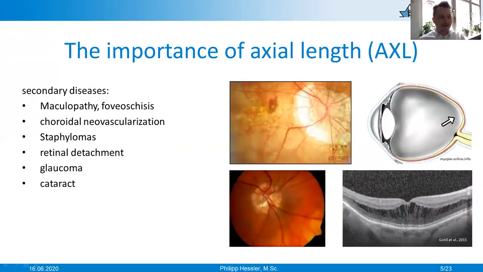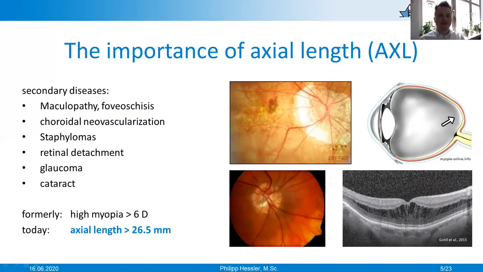There are some secondary diseases in high myopia, for example, maculopathy, choroidal neovascularization, staphyloma, retinal detachment, glaucoma, or cataract. And because of that, the definition has changed a little in the past. In the past, high myopia was often referred to as refractive error of above 6 diopters. And today, some experts like to speak of high myopia from an axial length of 26 millimeters or more, as the risk of pathological consequences is greatly increased from this length.